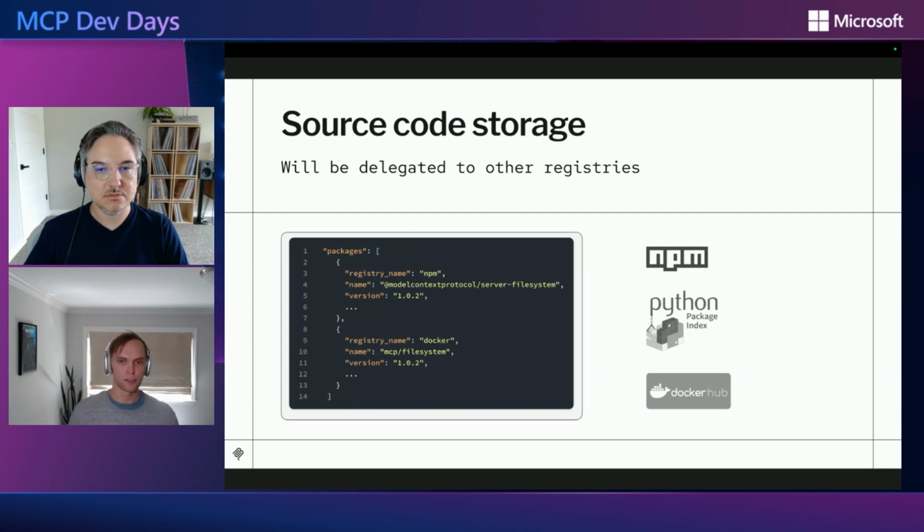So we're meeting the industry where it's at. Everyone is already publishing all these MCP servers to places like npm, PyPI, Docker Hub, GitHub Container Registry. These source code registries have already solved the source code storage problem. So this new MCP registry is not going to store source code. We're just going to allow you to list a list of packages with some metadata about, hey, we published this at npm at this package name, we published this on Docker Hub at this package name, and so on.